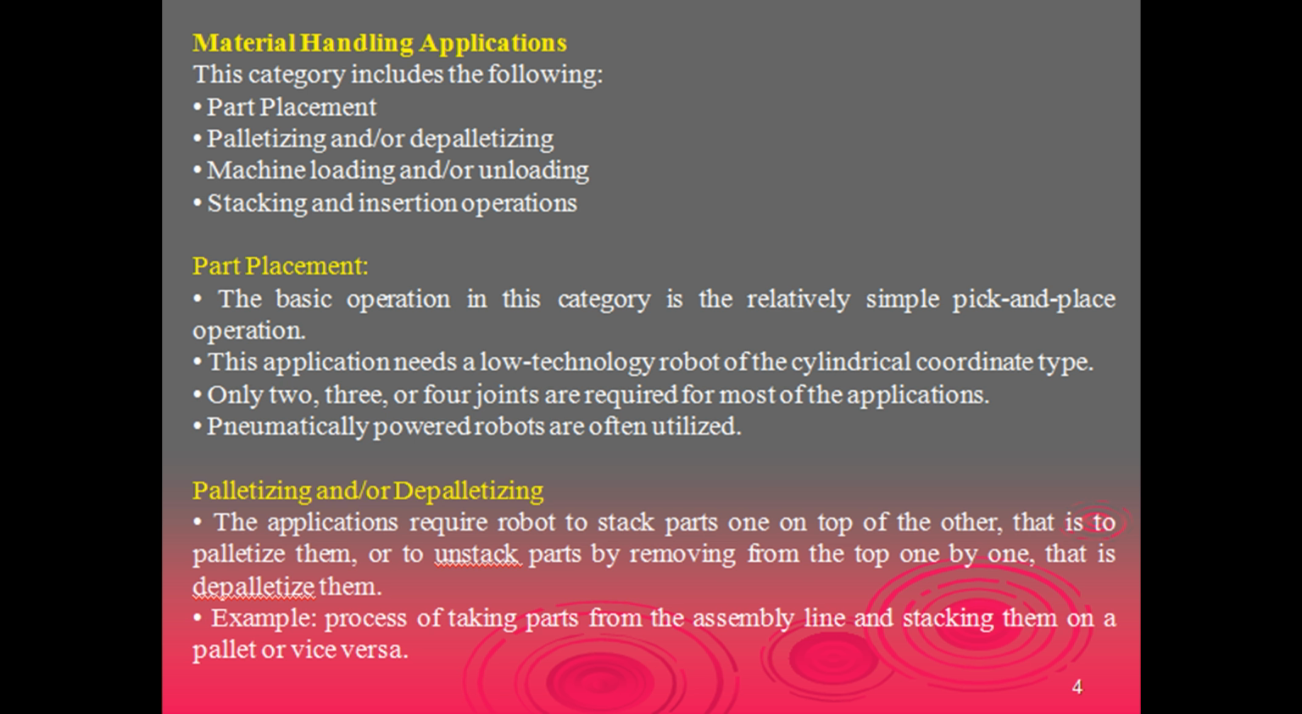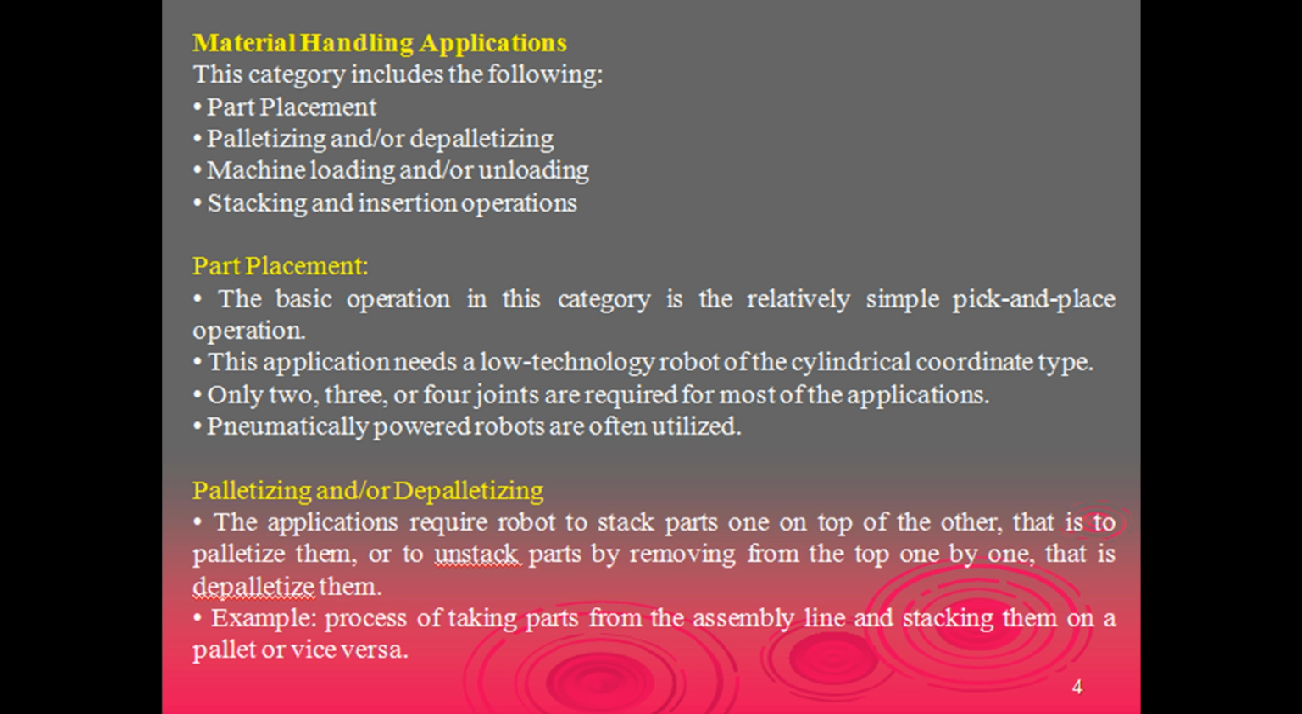The first application is material handling application. This category includes the following: part placement, palletizing and depalletizing, machine loading and unloading, stacking and insertion operations. First we will discuss part placement. The basic operation in this category is a relatively simple pick and place operation. This application needs a low technology robot of the cylindrical coordinate type. Only 2, 3 or 4 joints are required for most of the applications. Pneumatically powered robots are often utilized.